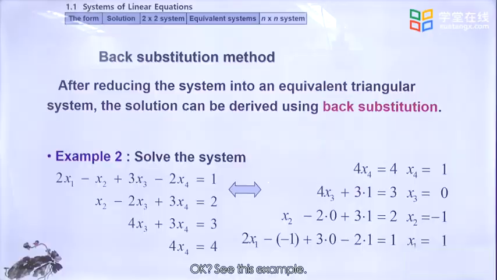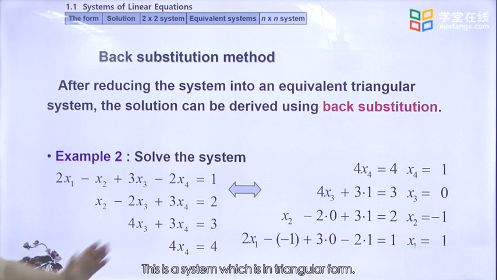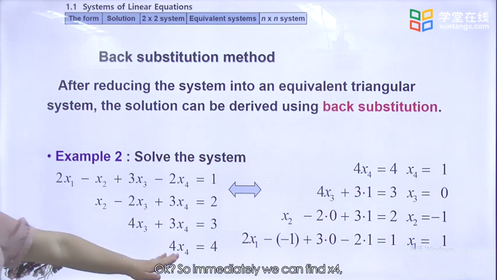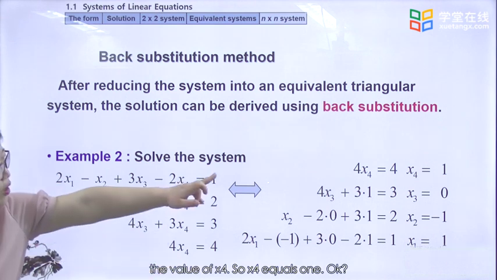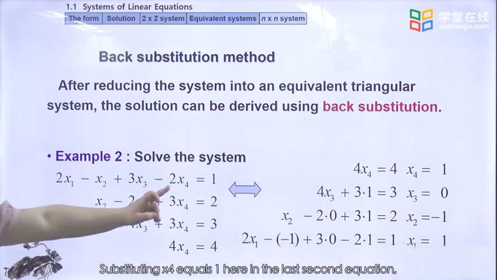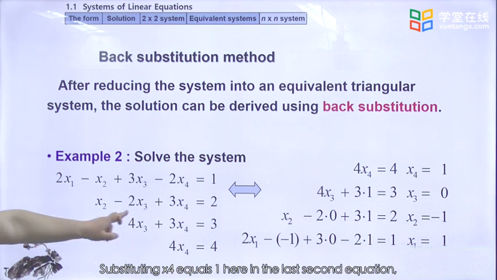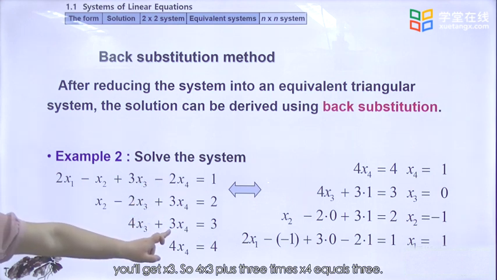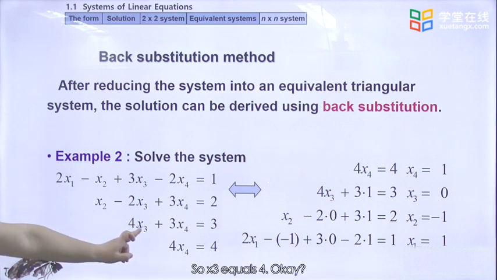Okay, so see this example. This is a system which is in triangular form. Okay, so immediately we can find the value of x4. So x4 equals 1. Okay, and substitute x4 equals 1 in the second equation, you will get x3. So 4x3 plus 3 times 1 equals 3. So x3 equals 0. Okay.